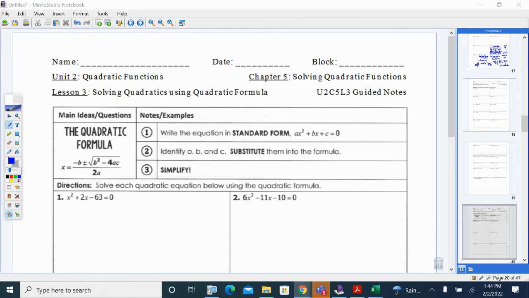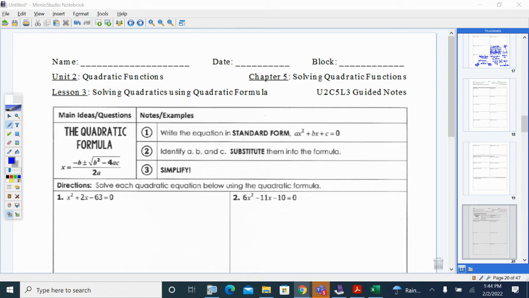This video is on Unit 2, Chapter 5, Solving Quadratic Functions, Lesson number 3, Solving Quadratics using the Quadratic Formula. In your notes here, it has a reminder for you what the Quadratic Formula is. X equals opposite b plus or minus the square root of b squared minus 4ac, all divided by 2a.